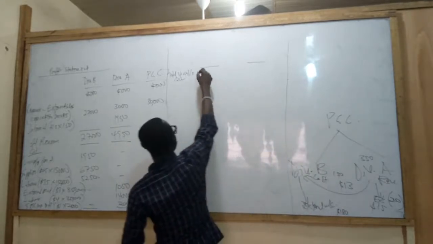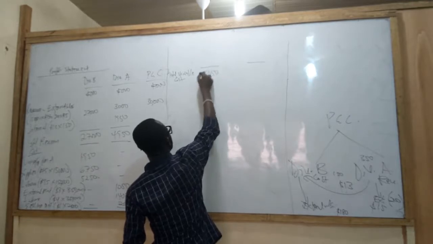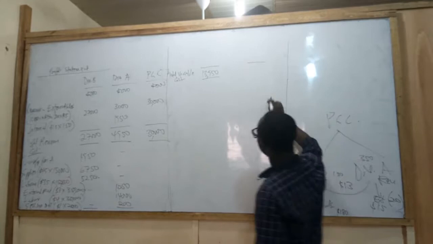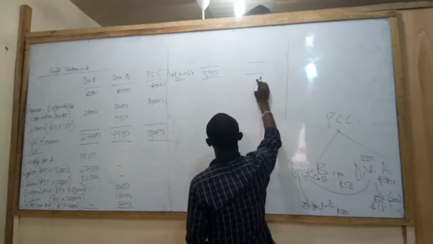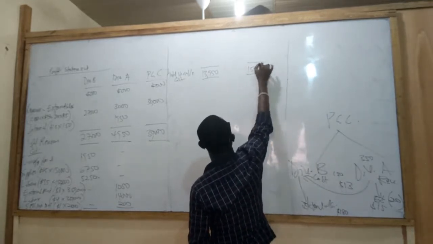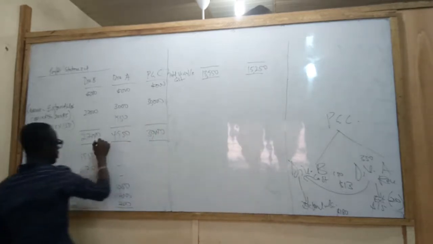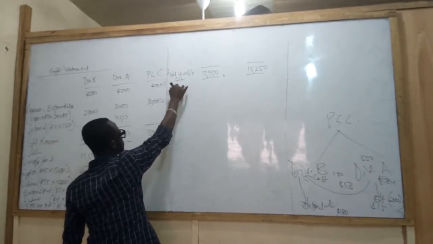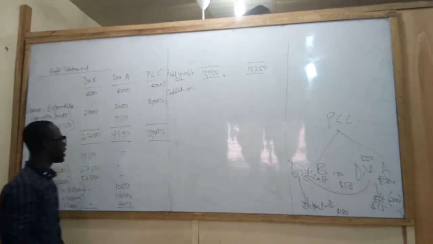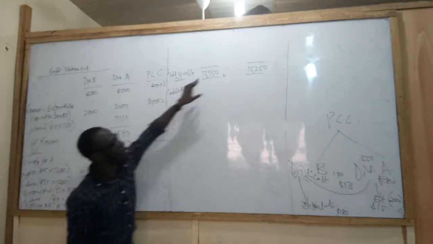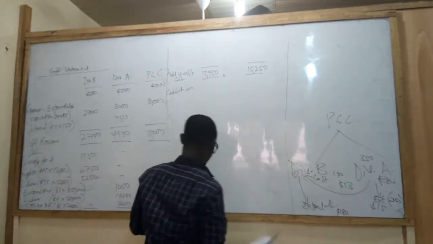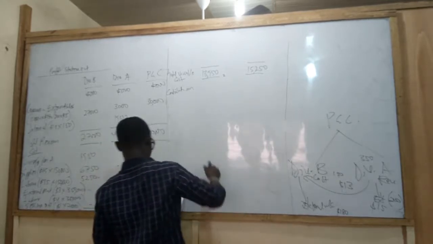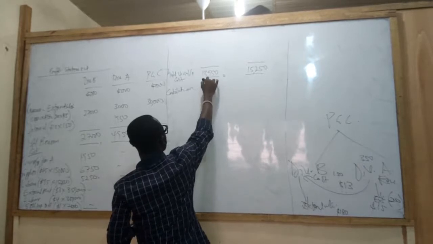Division B, 13,950, okay. 15,250. Now, we can do this one, can do this too. So give me contribution: the variable selling price minus variable cost. 14,000.